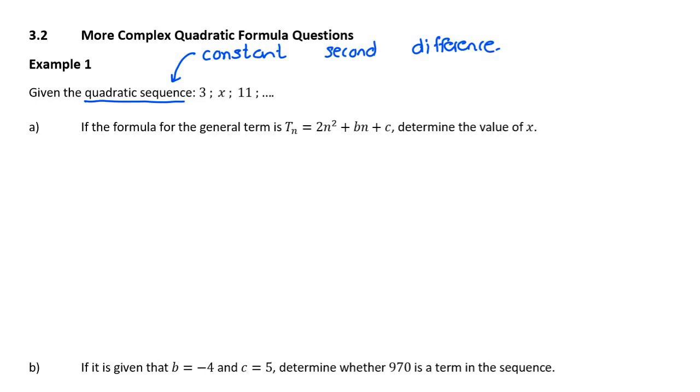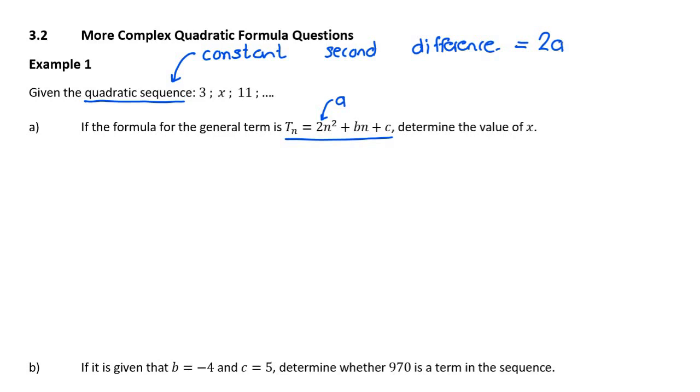So they've given me the quadratic sequence. It was 3, x and 11, and it says if the formula for the general term is, and they've given me the formula. Now they haven't given me much, but they've given me what a is. Now the moment I see that, I'm reminded that the constant second difference is equal to 2a. So if I actually know what a is here, I can find my second difference.